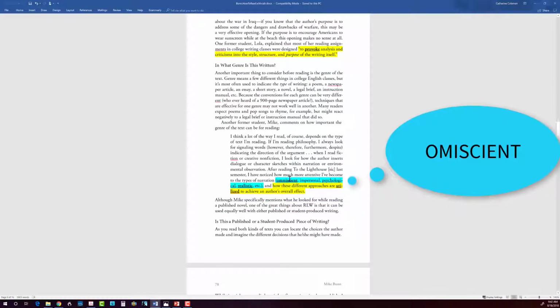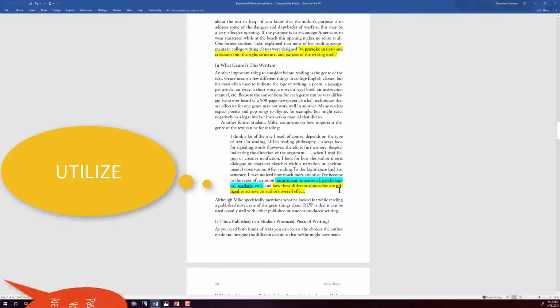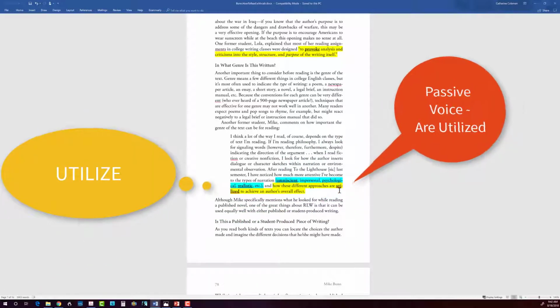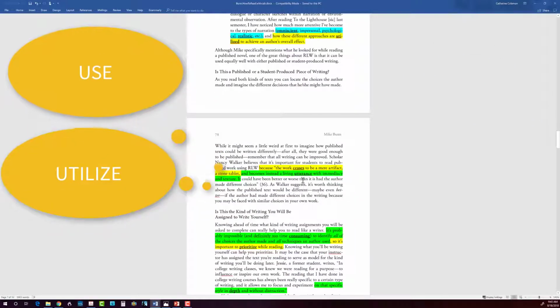Then we have another adjective, omniscient. Omniscient is very specific. It's often used when talking about God, and so it might not be something that you use in your everyday writing. So this is more of an extra bonus word, but it's still a good word to have. Here is a verb, utilize, and I think you should really be using all of these verbs in your writing. How these different approaches are utilized, notice this is being used in the passive voice. You might normally say use, but utilize is another nice way to say it.